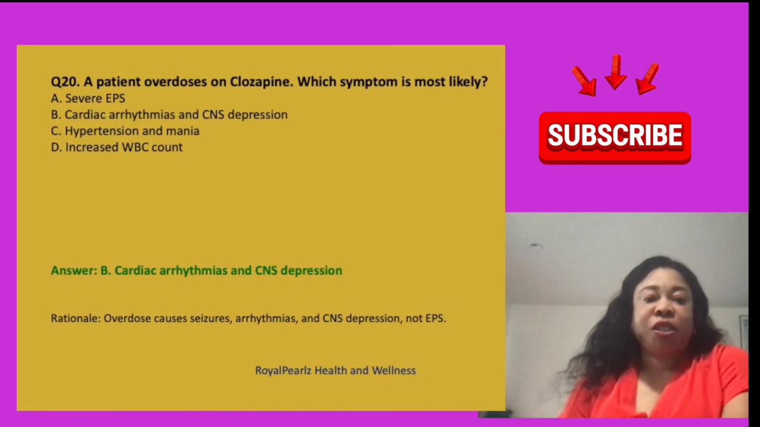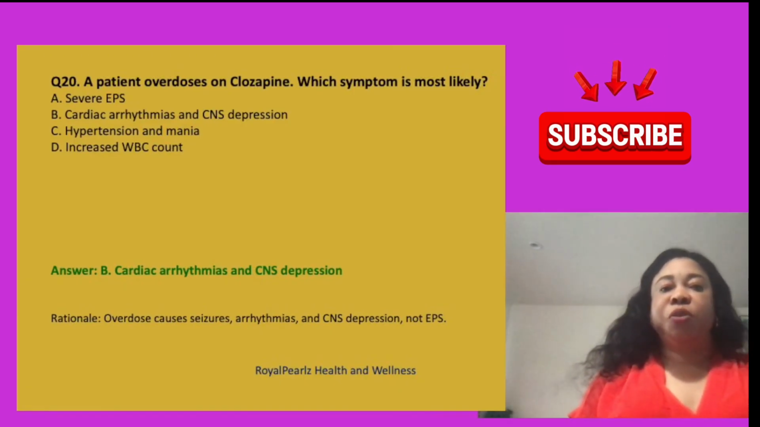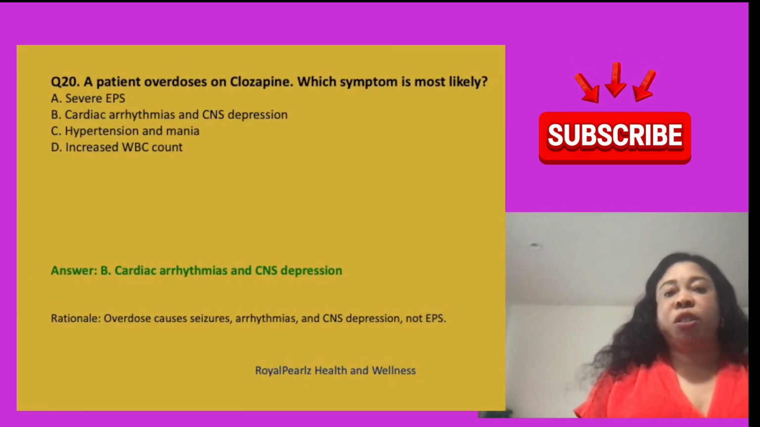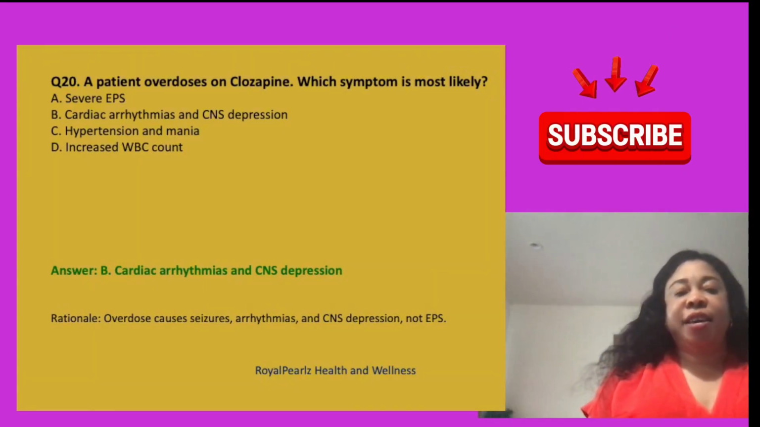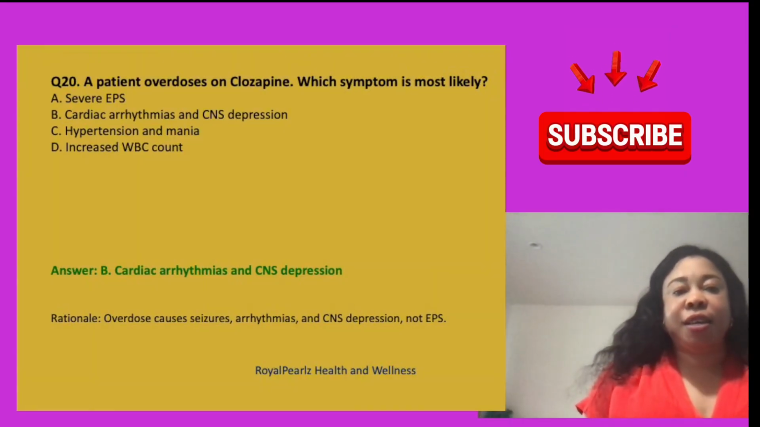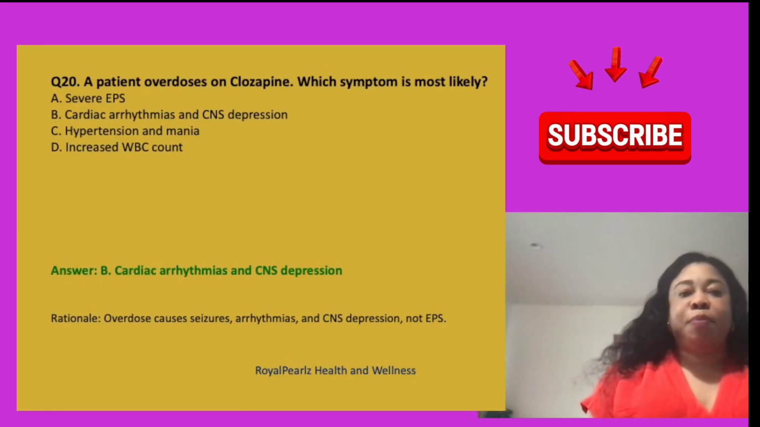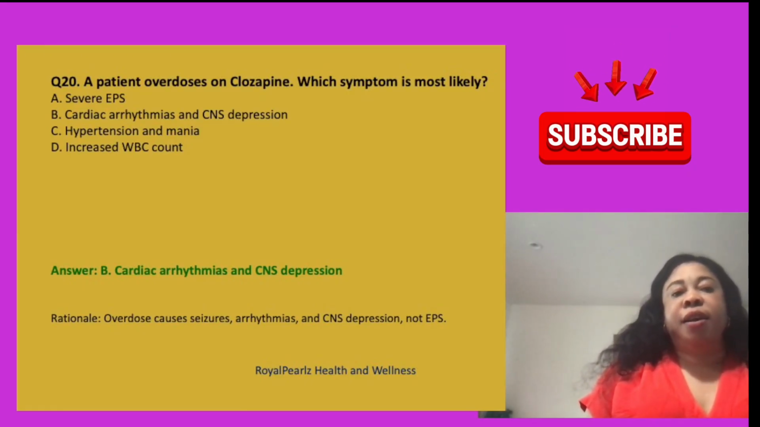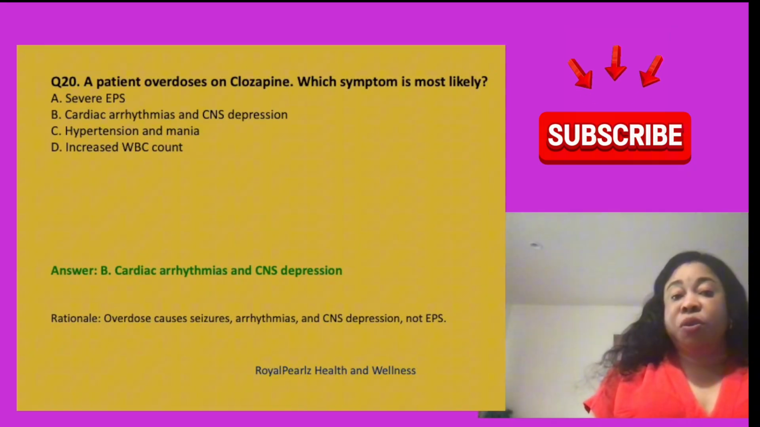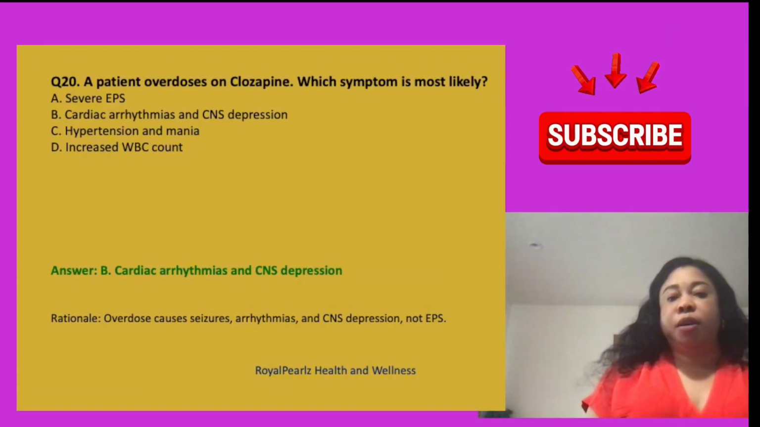And the last question says, a patient overdoses on clozapine. Which symptom is most likely? A, severe EPS. B, cardiac arrhythmias and CNS depression. C, hypertension and mania. And D, increased WBC count. The answer is cardiac arrhythmias and CNS depression. Overdose causes seizures, arrhythmias, and CNS depression, not EPS.